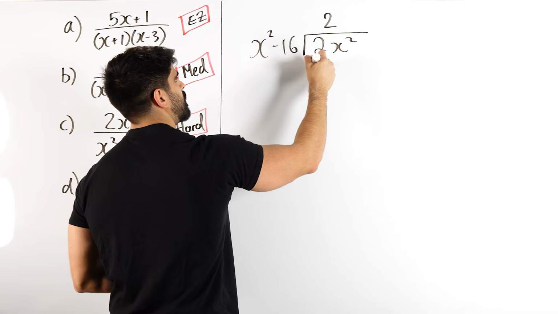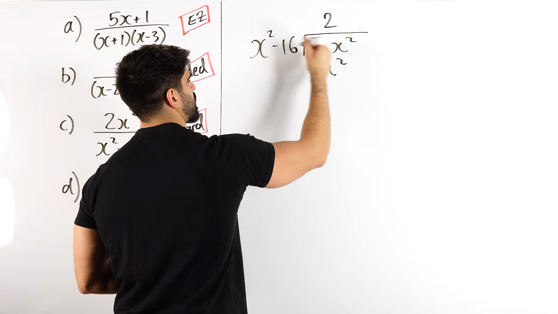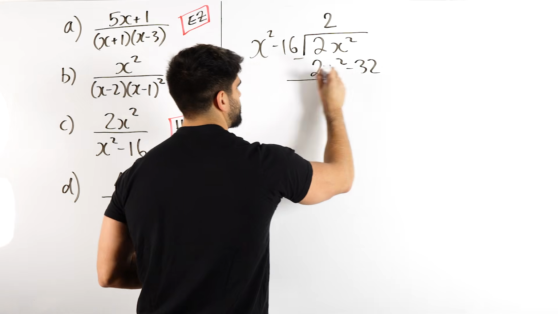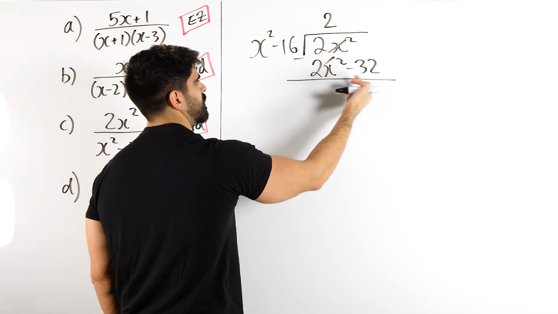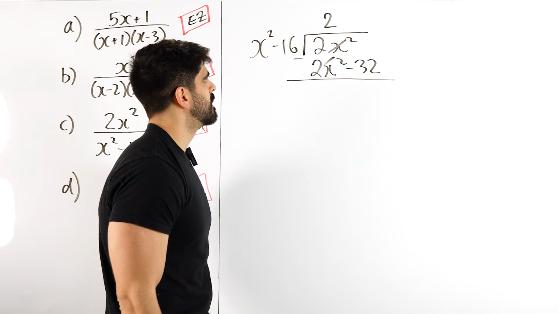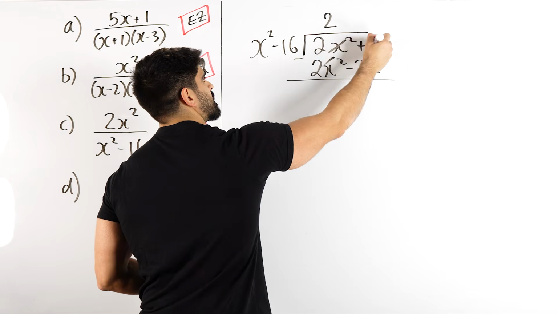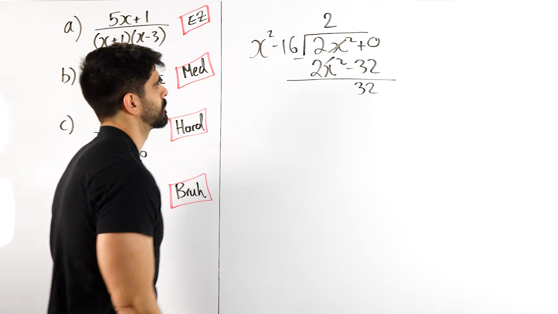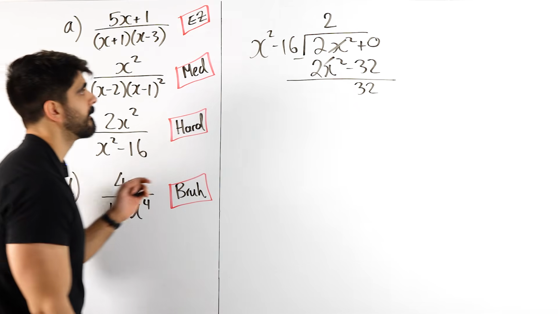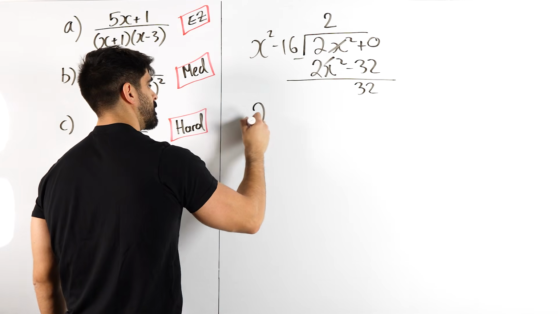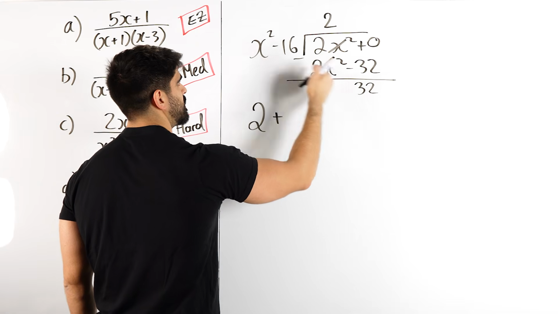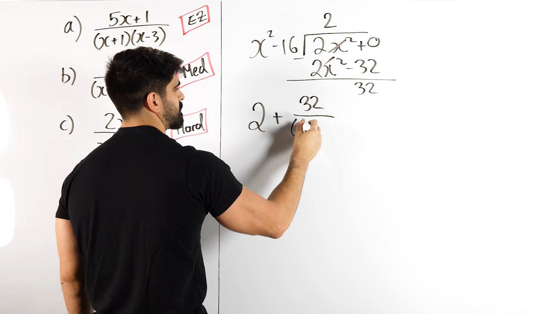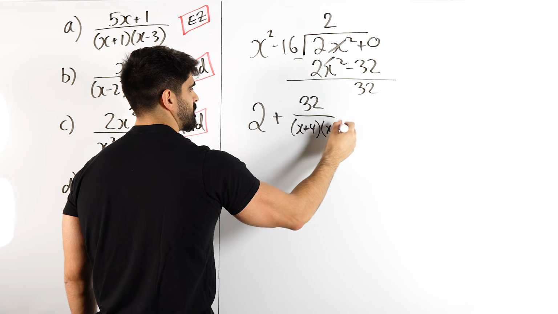We multiply 2x squared, 2 times that is minus 32. Now when you subtract, guys, this is where the mistake comes, is these cancel and then they just write minus 32. But be careful, this is a plus 0. You're doing 0 minus minus 32, which is actually 32. All right, so this fraction is 2 and 32 over this. But then you do partial fractions on this. X plus 4, x minus 4.